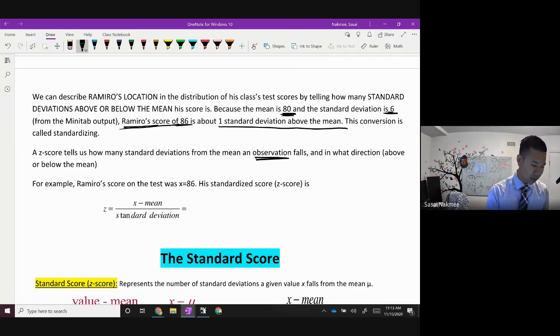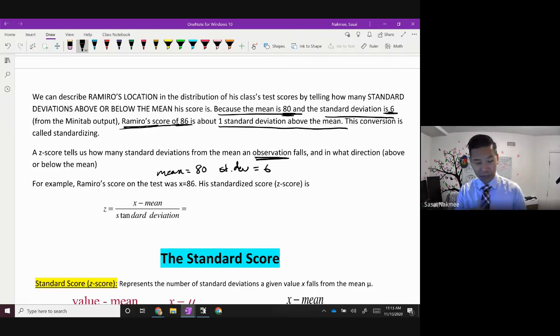For the earlier example we saw, the mean was about 80 and the standard deviation is about 6. So we'll write that down. The mean is equal to 80 and the standard deviation is equal to 6, just for this example.